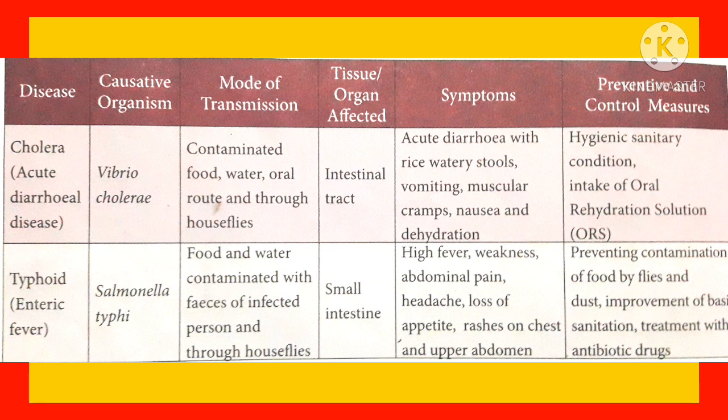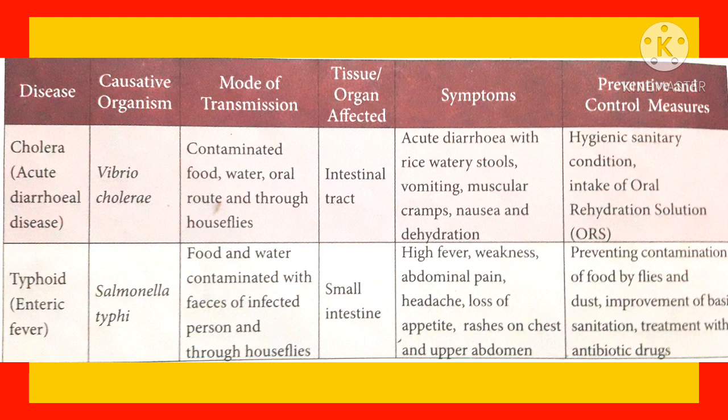Okay, so once again we can see waterborne diseases caused by bacteria. The first one, disease cholera. So how will it enter our body? Through contaminated food, water and oral route, and cow's flies also.